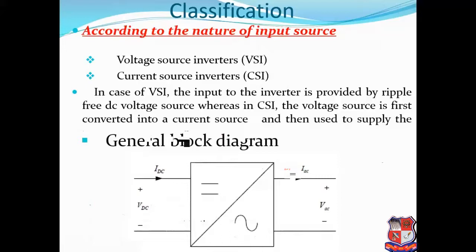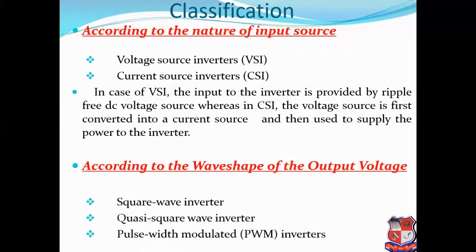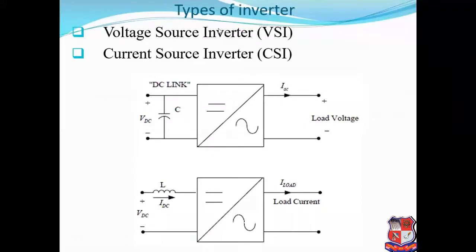Okay, and another type of inverter is according to the waveshape of the output voltage. If the output voltage is a square wave, then it is known as a square wave inverter. If the output voltage waveform is of quasi square type, then it is known as a quasi square wave inverter. And if the output voltage waveform is in the form of PWM, then it is known as a PWM inverter.